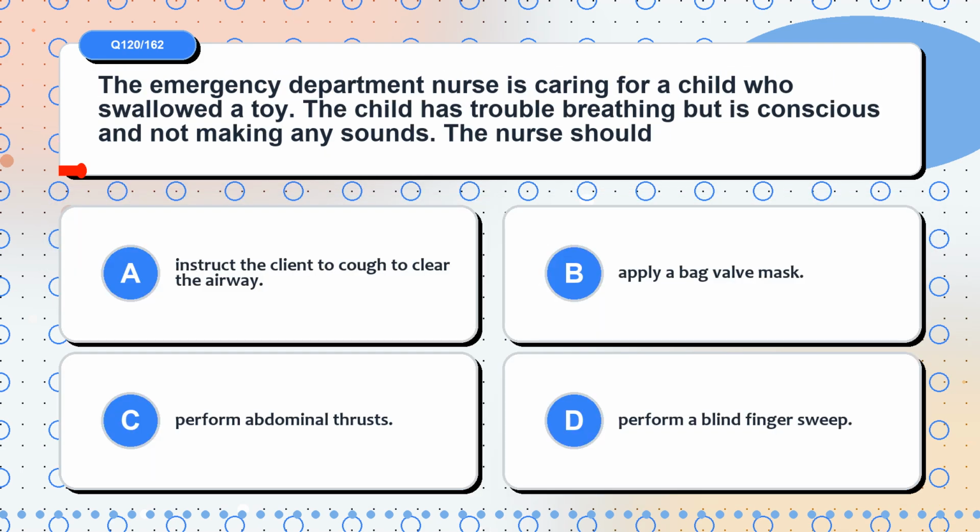Question 120. The emergency department nurse is caring for a child who swallowed a toy. The child has trouble breathing but is conscious and not making any sounds. The nurse should. Here are the options. Option A: instruct the client to cough to clear the airway. Option B: apply a bag valve mask. Option C: perform abdominal thrusts. Option D: perform a blind finger sweep.